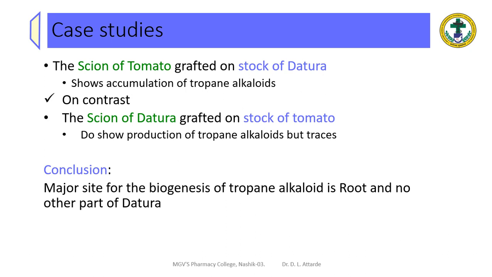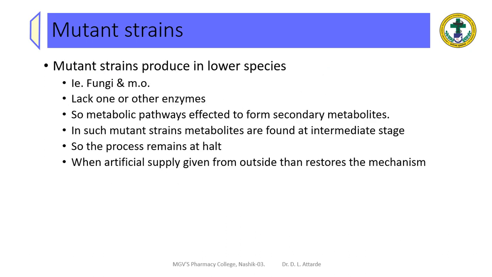So that is the third technique. Now the last technique is the mutant strain technique. The mutants are produced in lower species, for example in fungi and microbes. The mutant strains lack one or other enzymes, so the metabolic pathway to form the secondary metabolites gets affected. Whatever pathway is there, it gets stuck, it halts at particular steps. At the intermediate level, it stops because it lacks the enzyme.